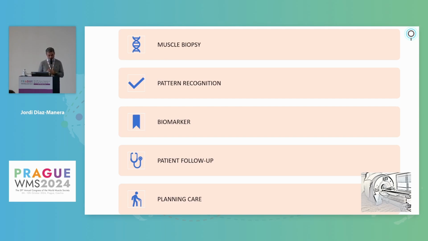Pattern recognition, I'm going to talk about this a lot. It's another of the reasons why we use muscle MRI: to identify patterns that can help you to diagnose patients, as a biomarker to follow up patients, and also as a tool that can help you to plan the care. This is also important when you have a patient in front of you and you are going to give some advice about what exercises this patient can do, or what the expectations are in front of a new treatment that is arriving. To have an idea of what muscles are gone is really valuable information. So that's another reason why we do MRI.